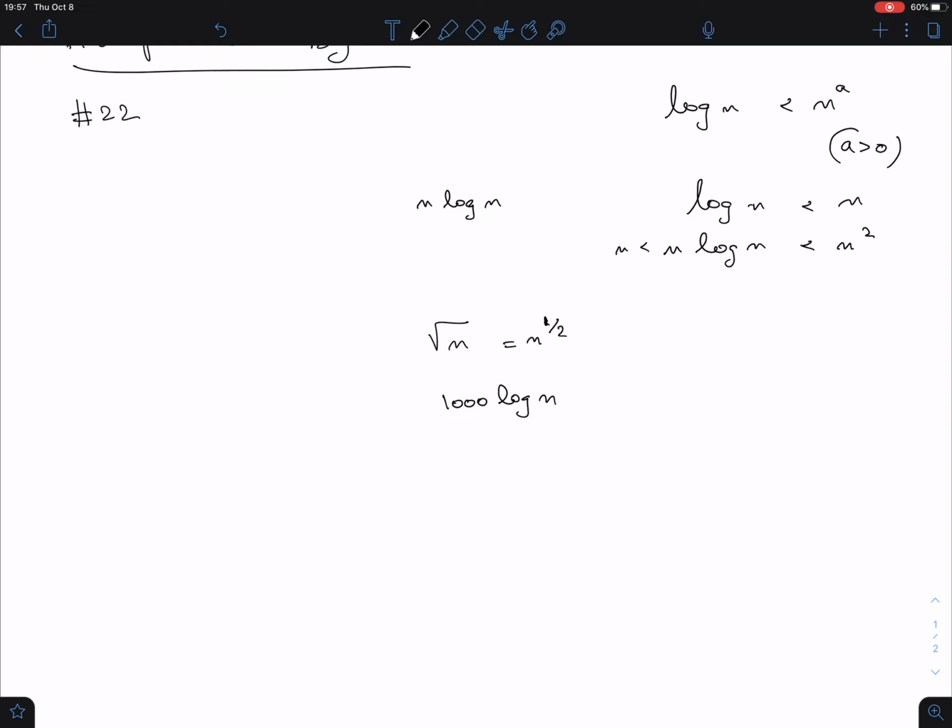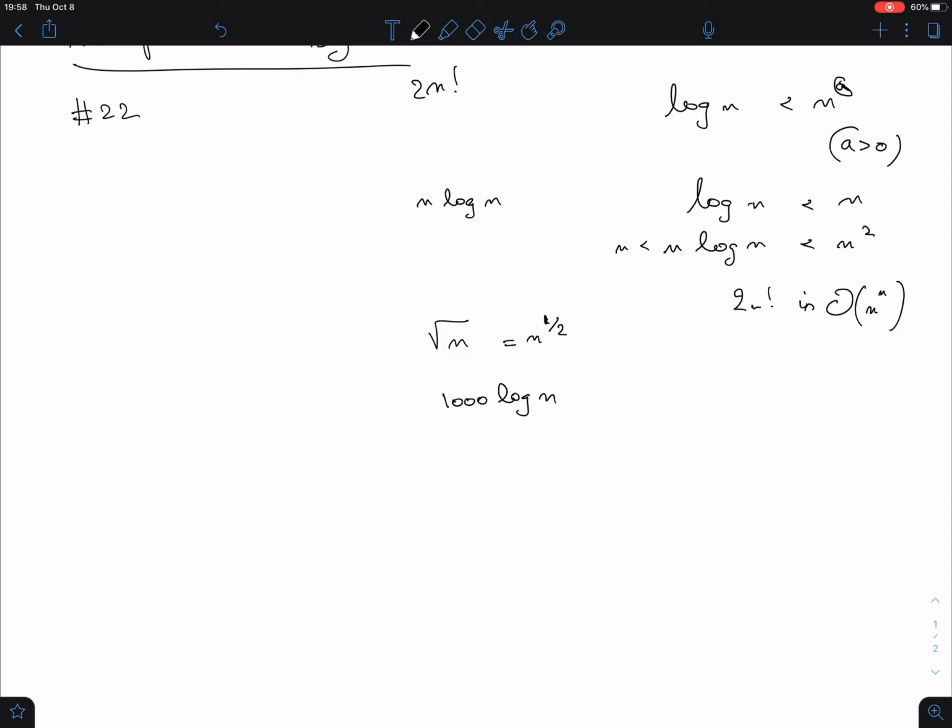The next one that we have to put in is 2n factorial. Now we know that factorials are extremely fast. So remember that 2n factorial is in the same class as n factorial, and that is order n to the power n. This is not just a fixed power, this is a variable power, and they go all the way on top. So here is 2n factorial.